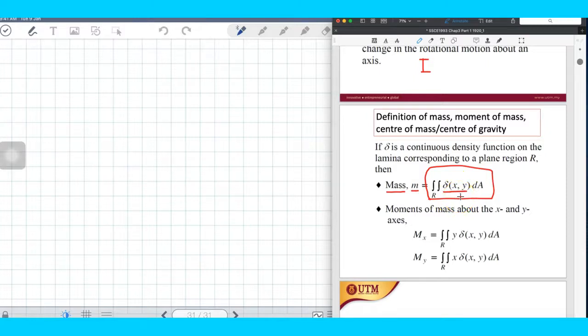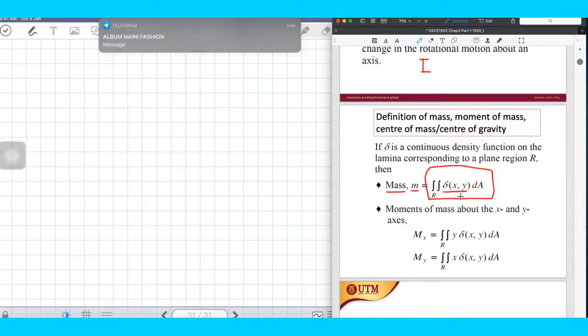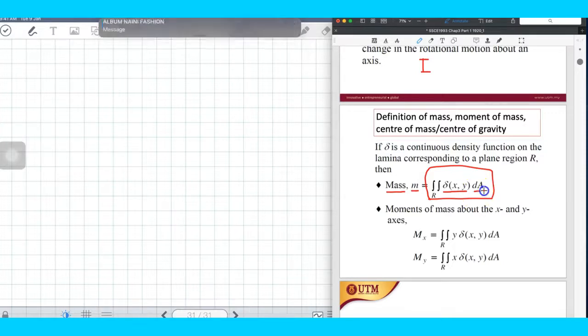The formula is a double integral, and the process to evaluate it is the same as what you have done in double integral: you have to find the order of integration and the limits, and then you just integrate as usual.